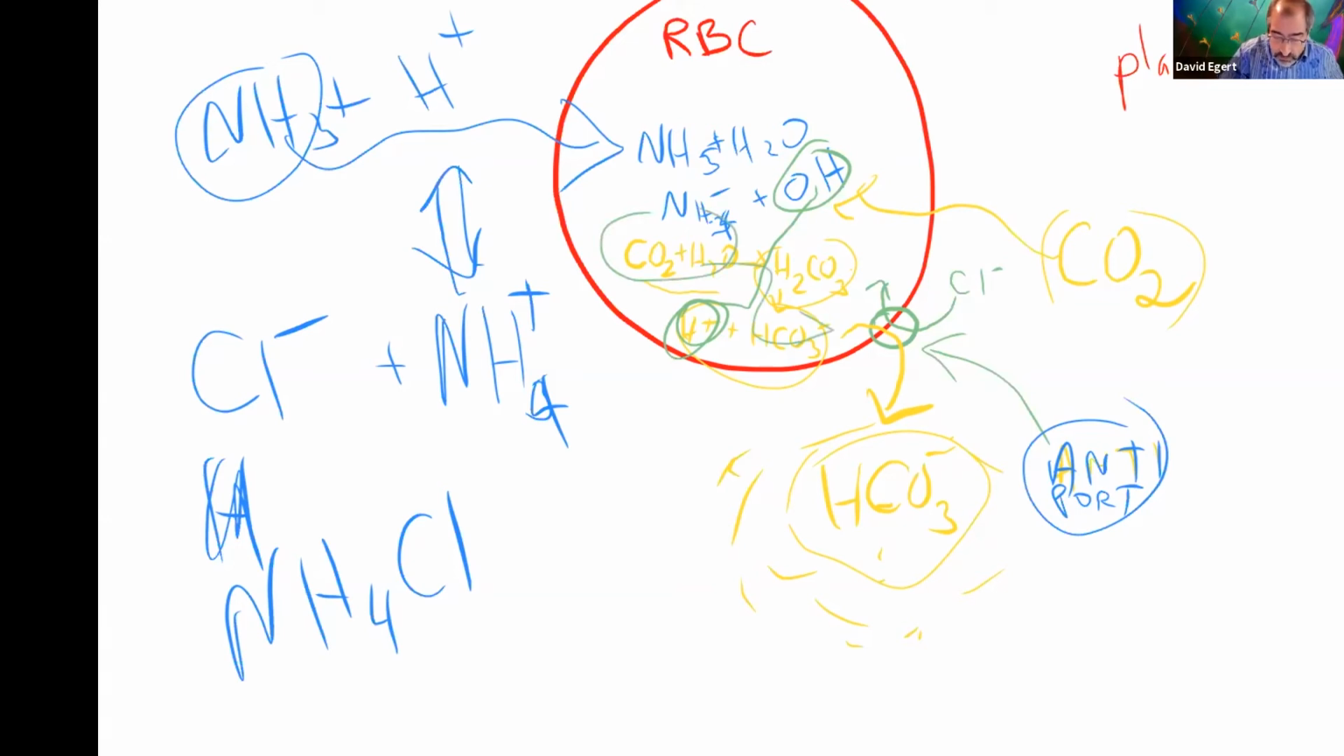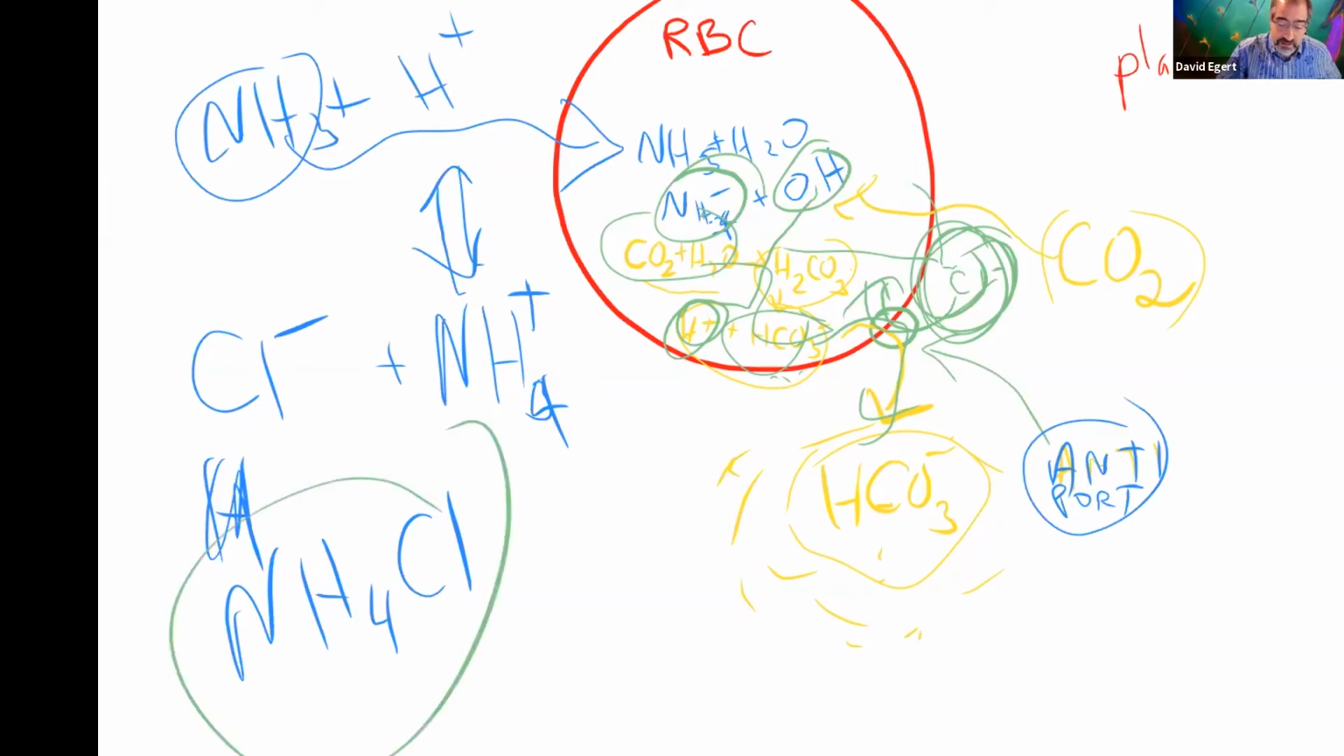And these bicarbonates are going to leave, more Cls are going to come in. So basically, we are getting ammonium chloride entering the cell through this really circuitous process. We're ending up with ammonium chloride in the cell because of all of this machinery going on. So the reality is this ammonium chloride is coming into the cell, and so the water follows and the cell explodes.